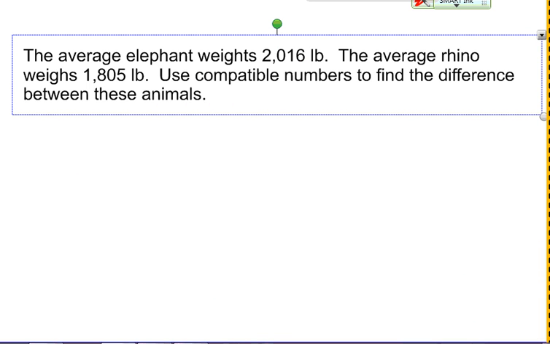Let's look at one more example. It says the average elephant weighs 2,016 pounds. The average rhino weighs 1,805 pounds. Use compatible numbers to find the difference between these animals. So I'm going to take 2,016, and I want to subtract from this. I'm looking at this, and I'm going to write this down.